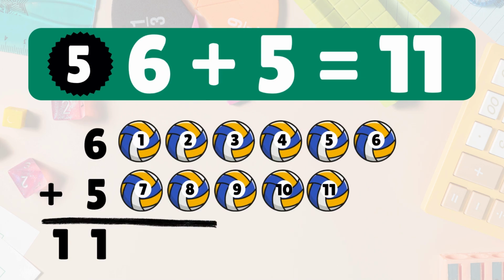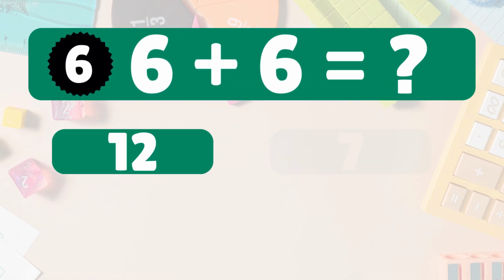Next, 6 plus 5 equals what? 6 plus 5 equals 11. Count it loud. 1, 2, 3, 4, 5, 6, 7, 8, 9, 10, 11. Let's go. 6 plus 5 equals 11. Woohoo!